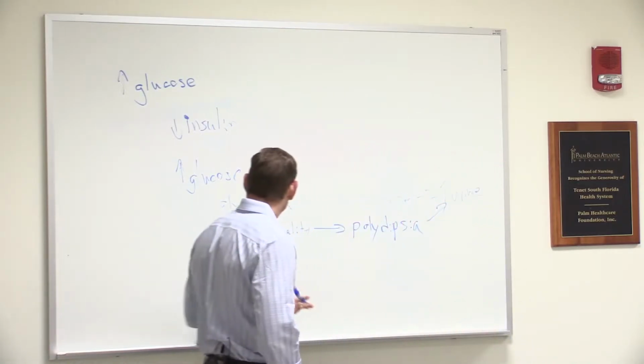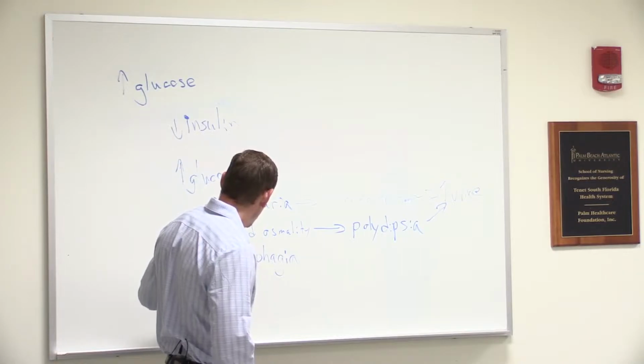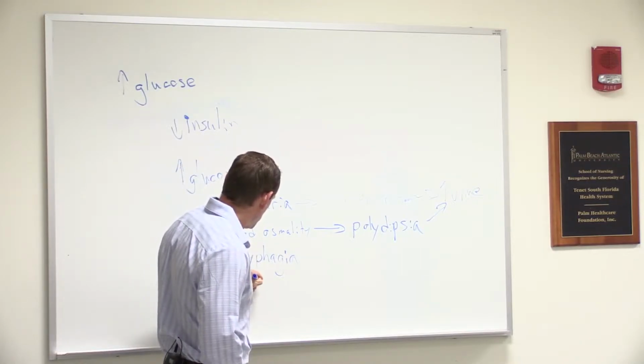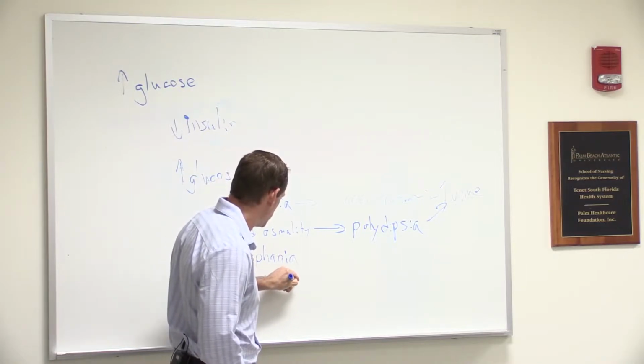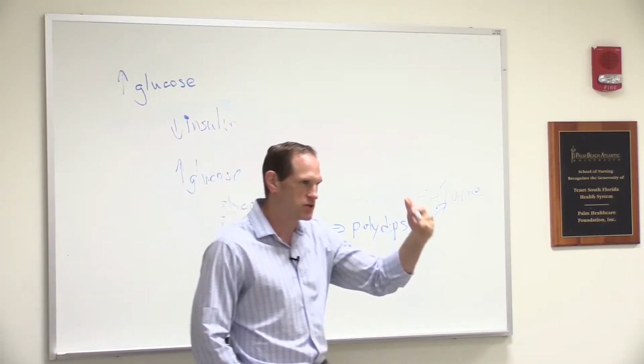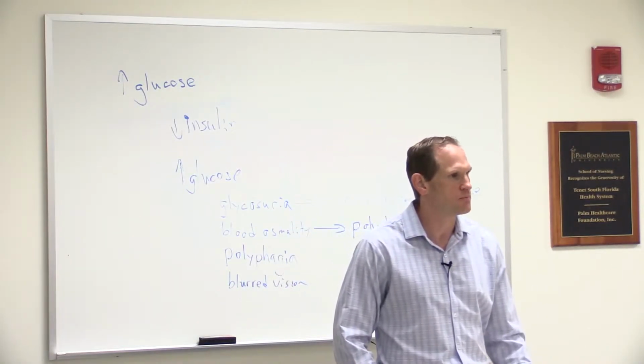In addition to those 3 classic signs and symptoms, I'm also going to include blurred vision. Patients with high blood sugar levels will often complain that their vision is blurry, and as their blood sugar comes down, they say their vision kind of resolves.